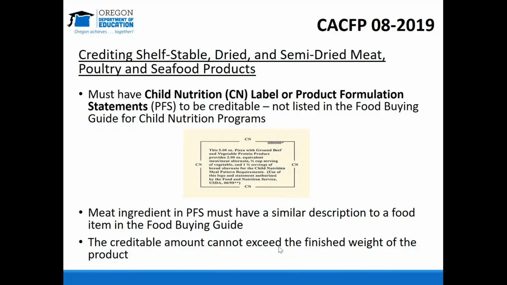A valid PFS needs to have a few different pieces of information on there, and it also needs to include a meat ingredient that has a similar description to the food item in the food buying guide when you're using dried meats. Also, the creditable amount cannot exceed the finished weight of the product. This means that even though you may need 1.5 pounds of beef to create 1 pound of beef jerky, you can't credit for more than that 1 pound of beef jerky that you get at the end.